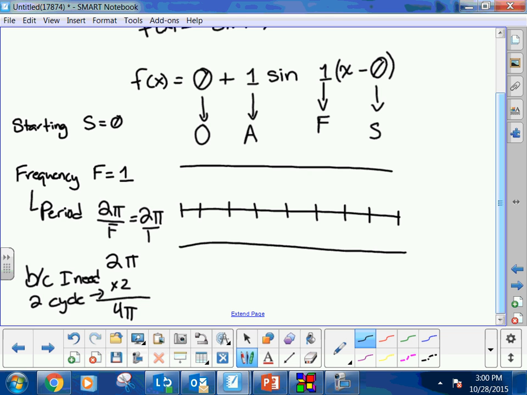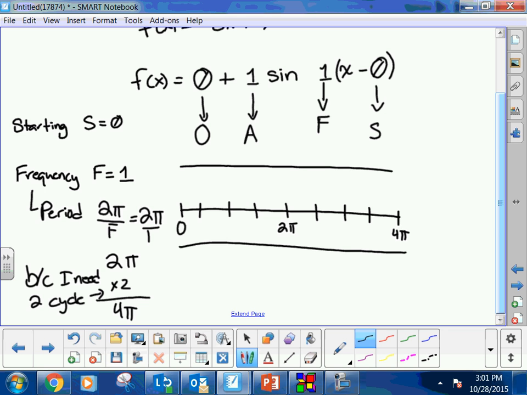Which means something important. That means that this is 0, this is 4 pi. The middle tick mark, that's 2 pi. So this is lovely so far because I have my beginning, my middle, and my end. What is still required underneath the frequency is to find the scaling. You see how I have other tick marks that are not labeled? I need to find the scaling of each one.